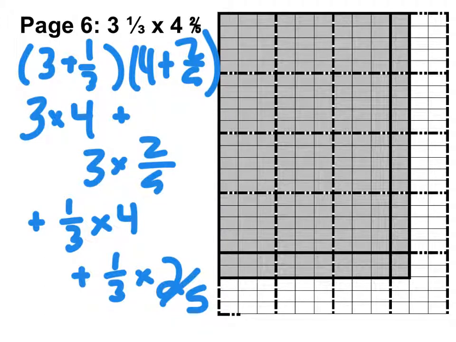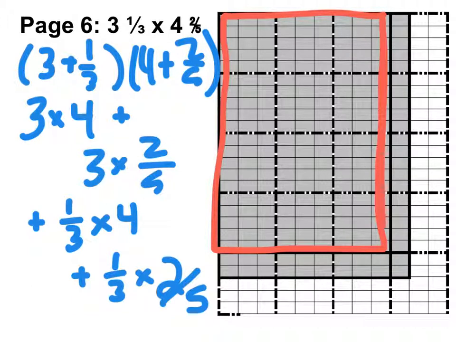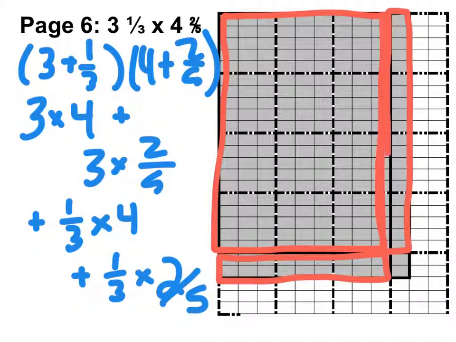But just to show you, this shows up perfectly inside of your drawing. So here's your 3 times 4. It did all the whole number part together. And then you want the 3 times 2/5. So the 3 times 2/5 is going to be down here. The 1/3 times 4, that's what's happening here. And then last but not least, the 1/3 times the 2/5, and that's here. So the distributive property, or the break apart method, again, parallels nicely with the rectangle.